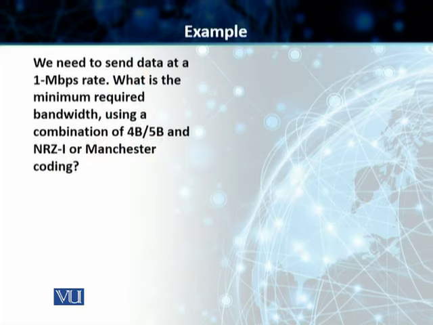Now, students, इस example में we need to send data at a rate of 1 megabits per second. We need to find out what is the minimum required bandwidth while we are using a combination of 4B/5B block coding scheme and NRZ-I or Manchester coding. Students, एक comparison हम लोग करेंगे कि NRZ-I के case में required bandwidth क्या है और Manchester coding, which is an example of biphase coding, उस case में इस block coding को use करते हुए what is the bandwidth that we need to send data at a rate of 1 megabits per second.